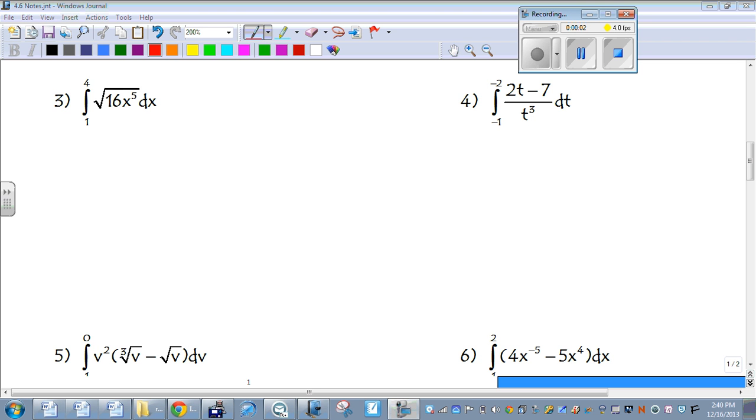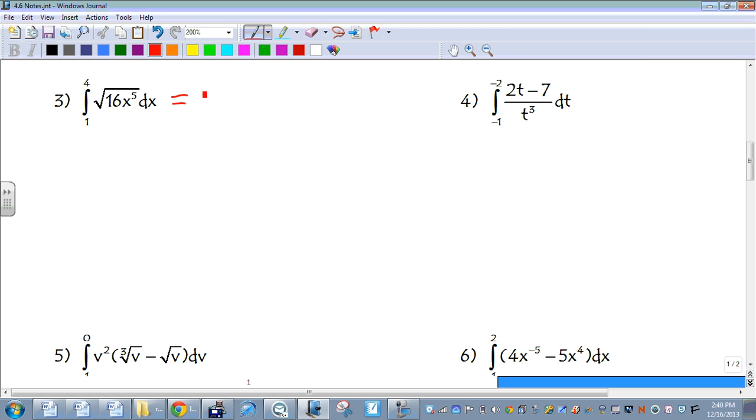Alright, in number 3, we're going to need to rewrite this a little bit before we get started. Remember when we started with indefinite integrals, a lot of times we had to rewrite our integral before we could do the antiderivative. So here, we're doing a definite integral from 1 to 4. Square root of 16, I can simplify to 4. And then square root of x to the 5th, I could rewrite as x to the 5 halves. So now, it's in a better form for me to do the antiderivative.